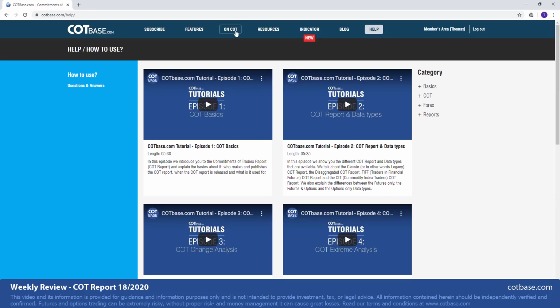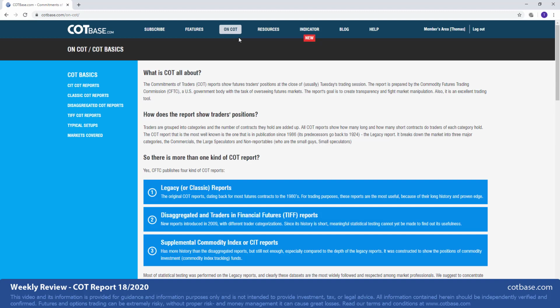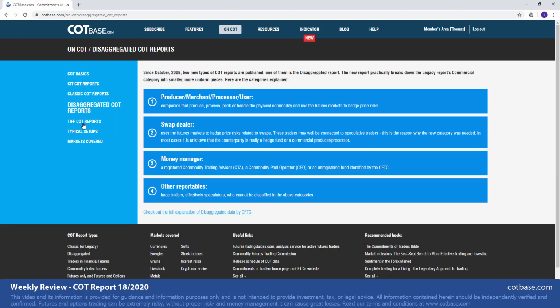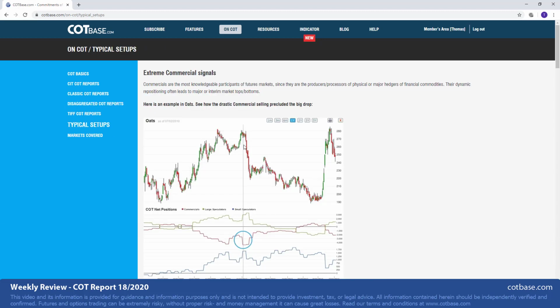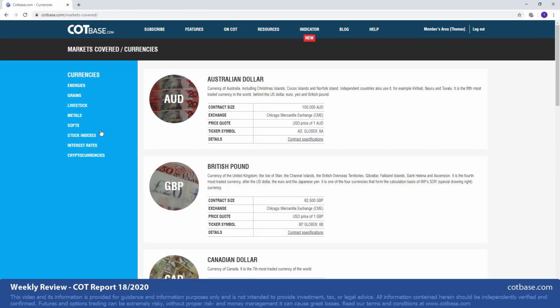Also, we have this On COT page with written materials talking about all the details that are needed to understand what the COT report is and how you can analyze it. We've got some explanation on the different report types: the classic, the disaggregated, the TFF, the CIT, and of course we've got the typical setups page where we explain with examples how you can use them, and we show you what markets we cover as well. So a lot of information is available here at COT Base. Please check it out if you're new to COT, and hopefully you will find all the answers.